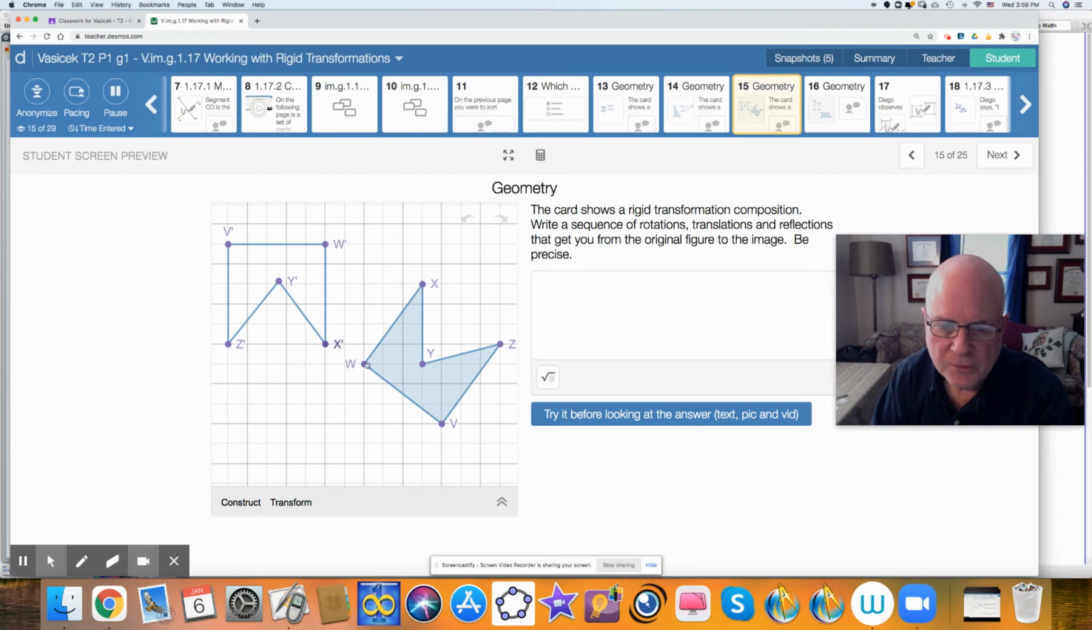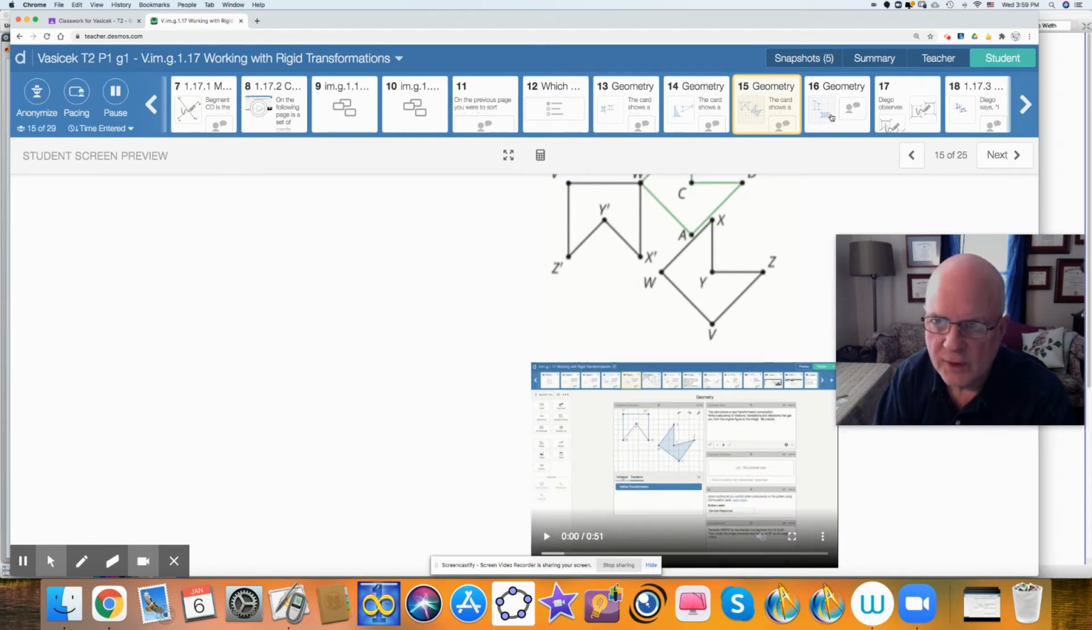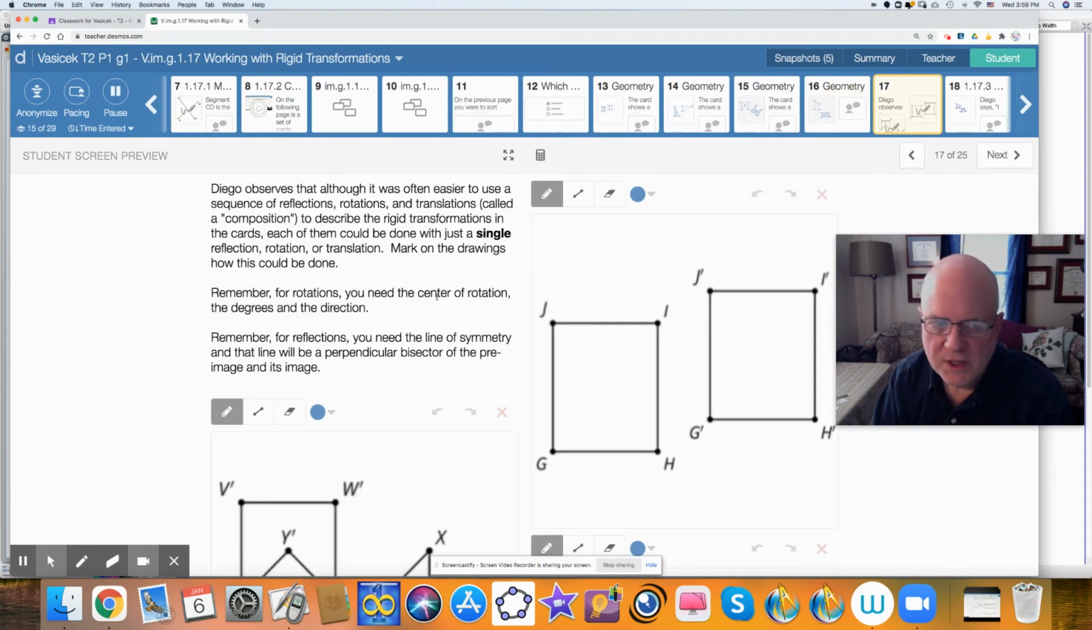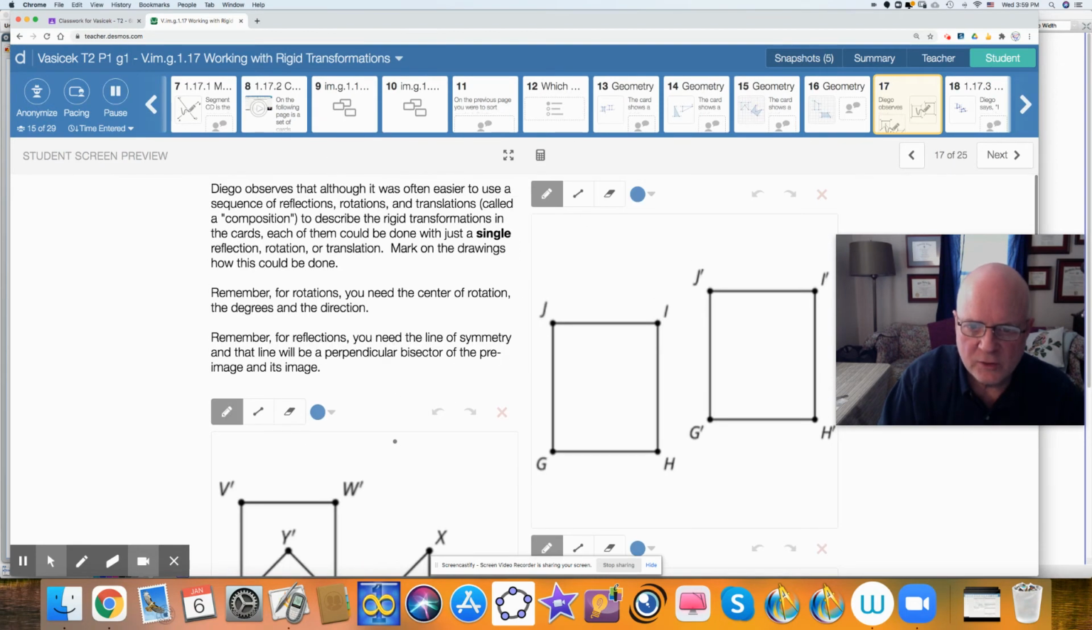Here we have a rotation. First we translate it from W to W prime, and then we rotate it by A, W prime, V prime to get there. And here's the video of me showing you how to do that. And this one is a reflection. So Diego observed that it's sometimes easiest to do this with one rotation, and all of these can be done with a single transformation.